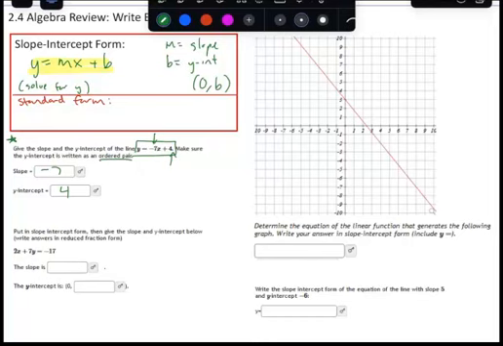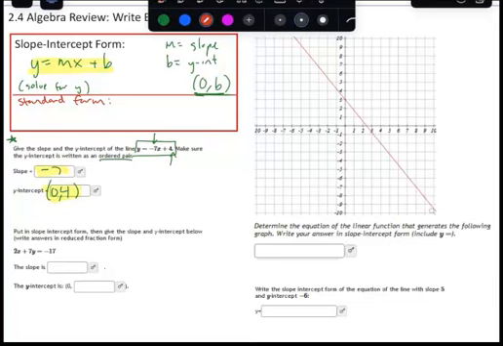Now, it asks you to write it as an ordered pair. So an ordered pair is written in parentheses as an xy coordinate. Your x coordinate is 0, just like what you see right here. Your y coordinate is whatever that y-intercept is. So this would be your answer for this set.